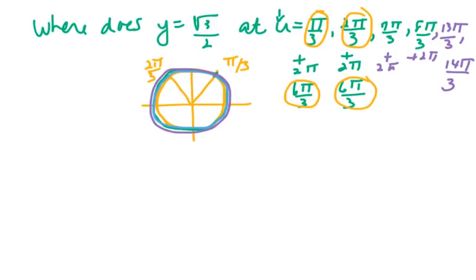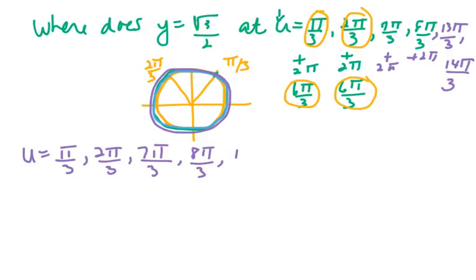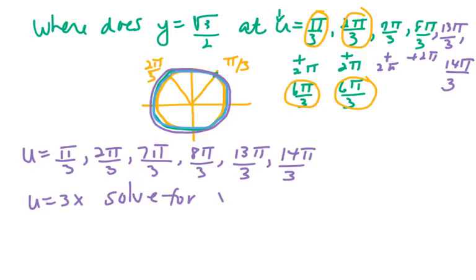Okay, so what we end up with is u is equal to pi over 3, 2 pi over 3. Just going to rewrite all the solutions so we can manipulate them. 7 pi over 3, 8 pi over 3, 13 pi over 3, and 14 pi over 3. So they're your solutions for u. But the original problem was in terms of x. So we know that u is equal to 3x, so solve for x, and we have x is equal to u over 3. And I want the solutions for x where sine of 3x equals square root of 3 over 2.